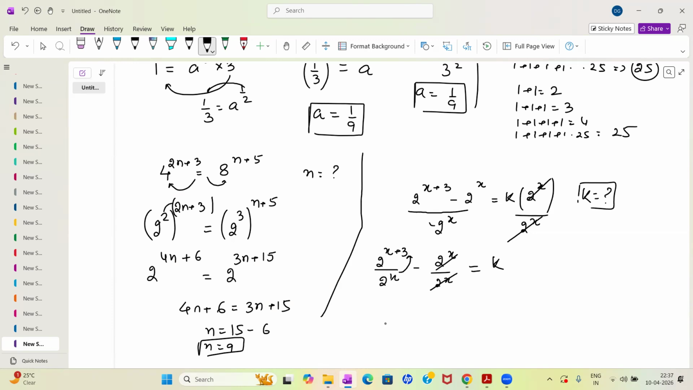This is again 1, and the x can be subtracted in the numerator part. So 2 to the power x plus 3 minus x, minus 1 is equal to k. x minus x is 0, 2 to the power 3 is 8. 8 minus 1 is equal to k. So the answer of k is 7.